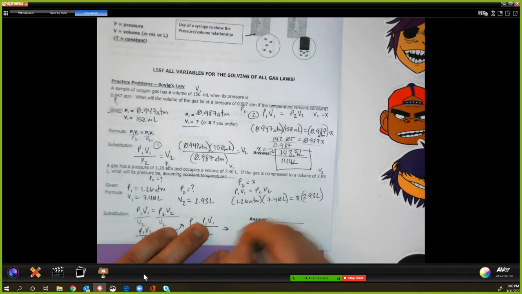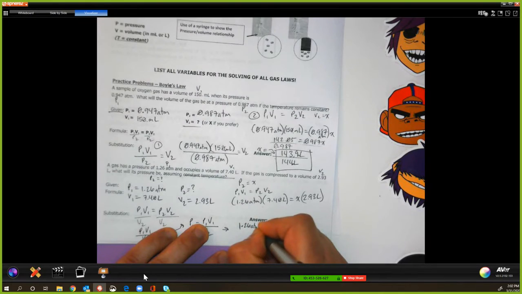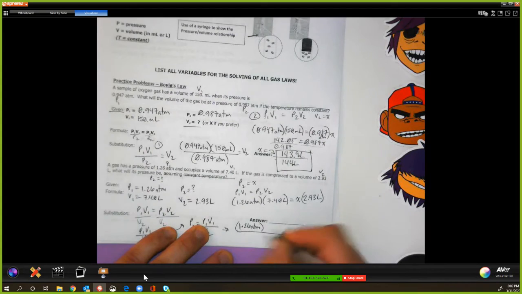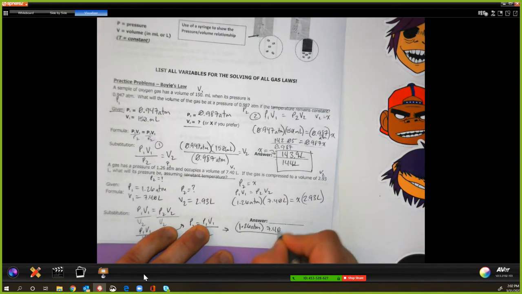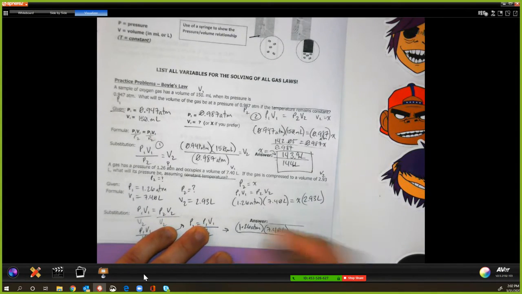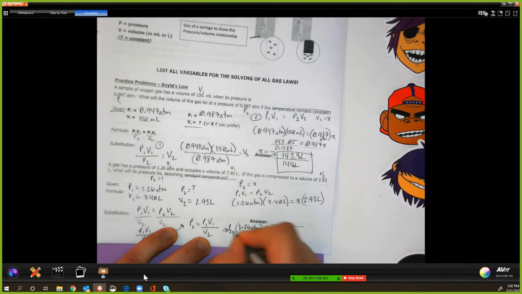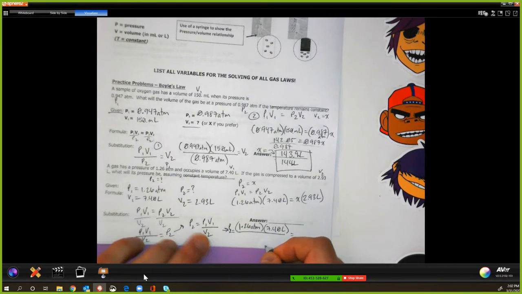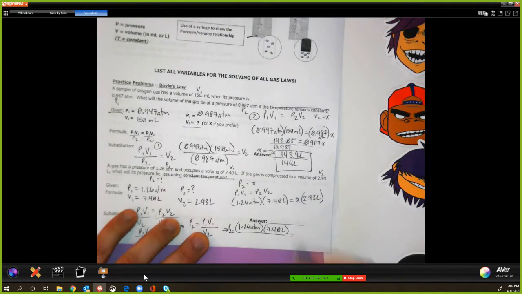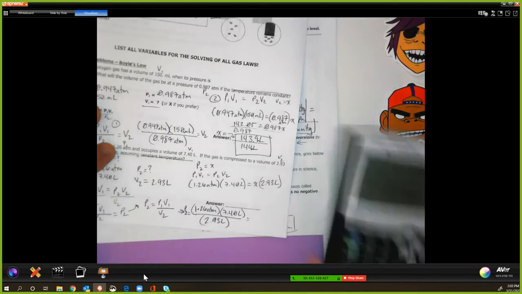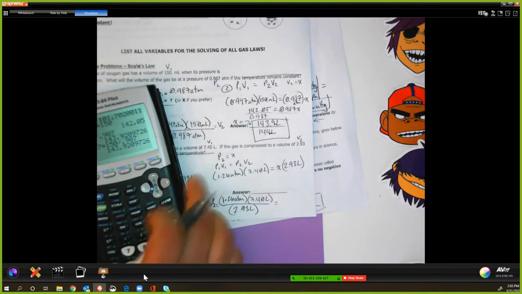What's my P1? Oh, I wrote it down. It's 1.26 atmospheres. And V1 was 7.40 liters. And that's P2. P2 is equal to that. And then V2 was 2.93 liters. You should come up with the same answer each way. So I'll go ahead and do that.